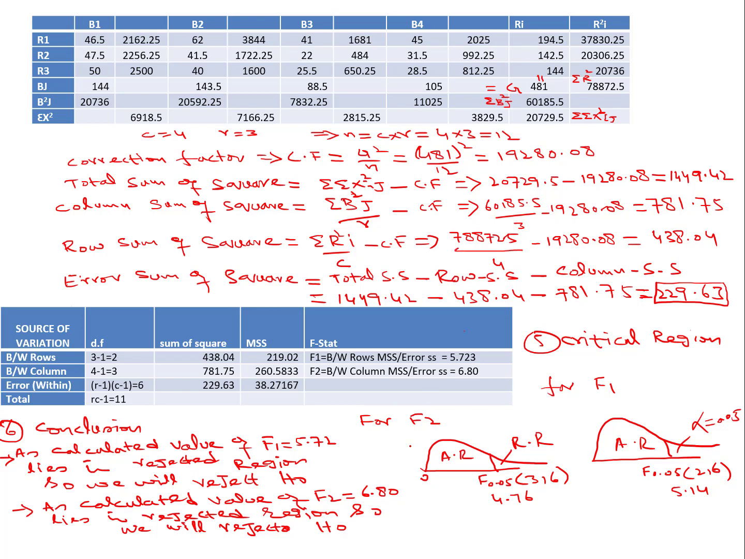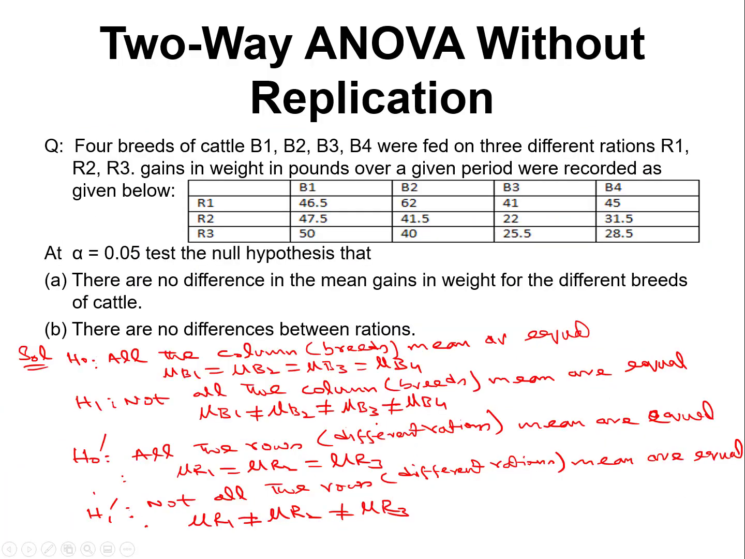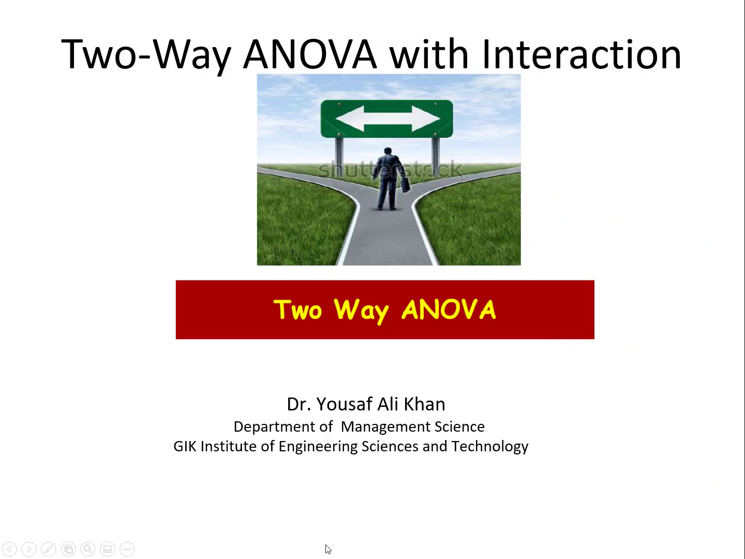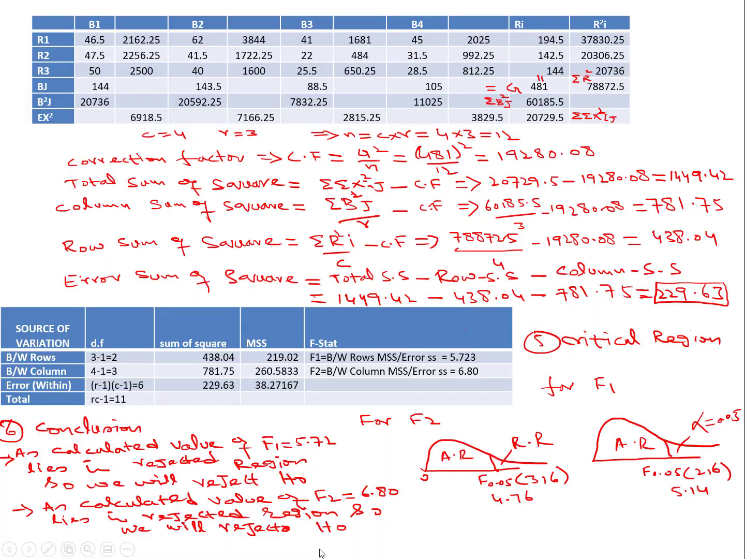So in both cases we reject H0. H0 means that all the means of the breeds and their impact on the weight, their average weights, are equal. So this is not correct, and the means of all the rows are not equal. So we have already proved this: our null hypothesis is rejected in both cases, and the alternative hypothesis is accepted. Thank you.